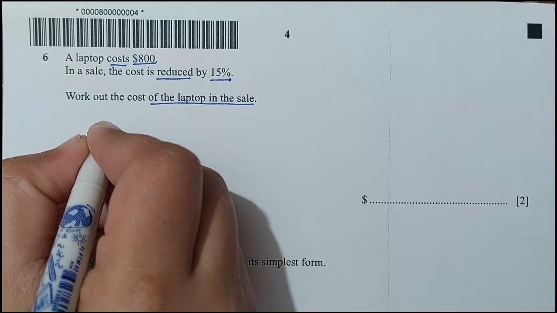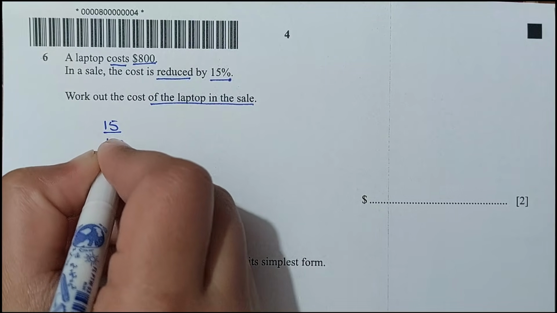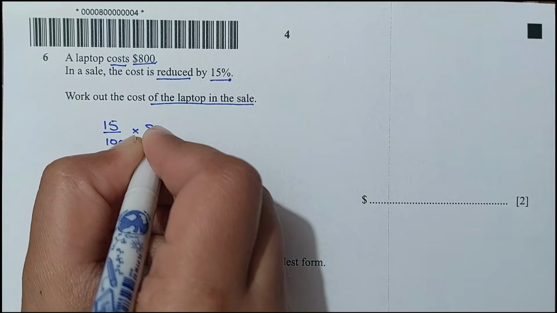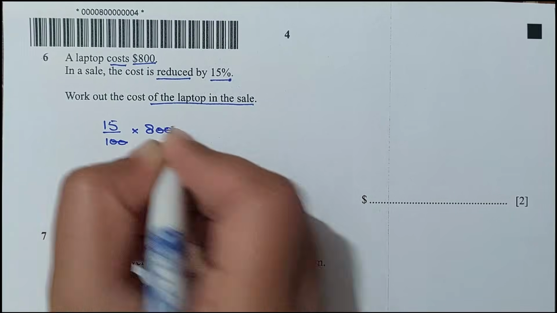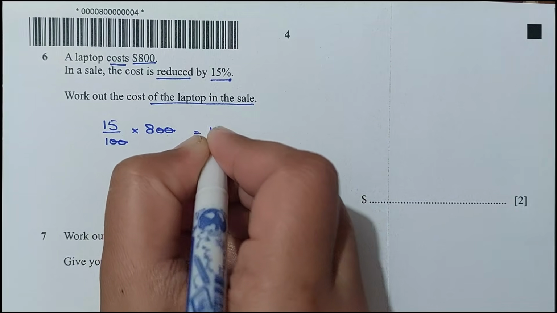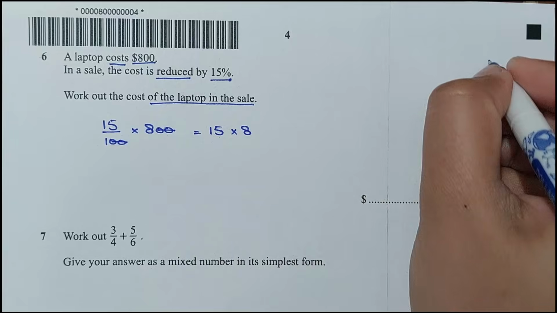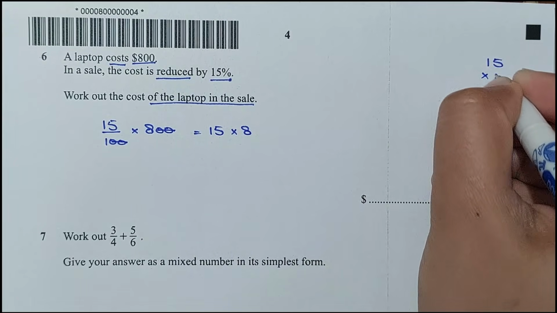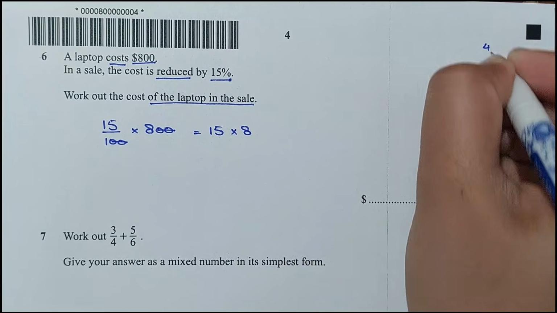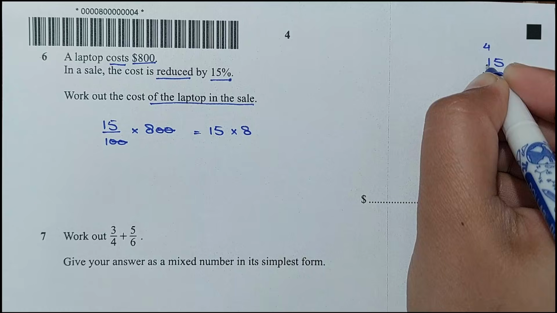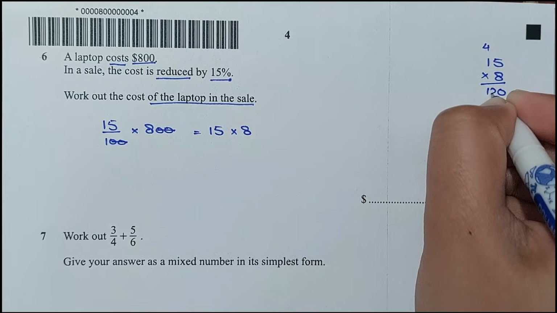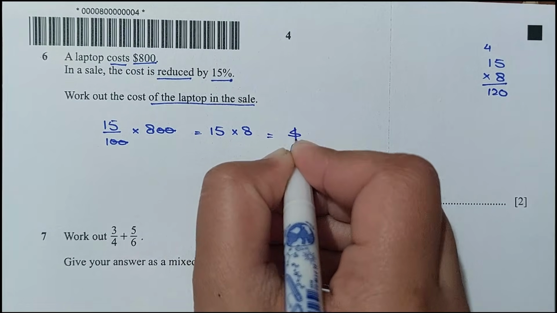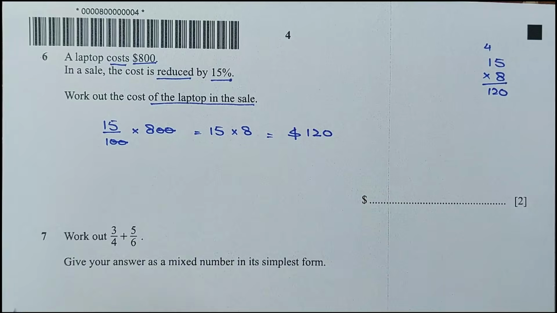Okay, so what is 15% of the cost of the laptop? These zeros and these zeros are cancelled out. We have 15 times 8. 5 times 8 is 40. 8 times 1 is 8. 9, 10, 11, 12. This is 120. So this is 120.